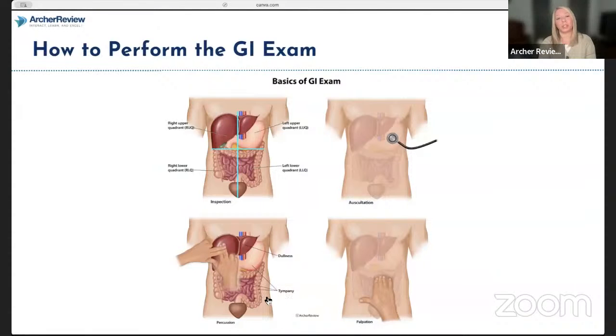Okay, so this is what we just talked about. First up, we're just looking at the abdomen for any irregularities or masses. We're taking a listen with our stethoscope to each quadrant. We're percussing to find all the organs and see if there's any abnormalities. And finally, we're feeling around for any masses or any abnormalities as well.